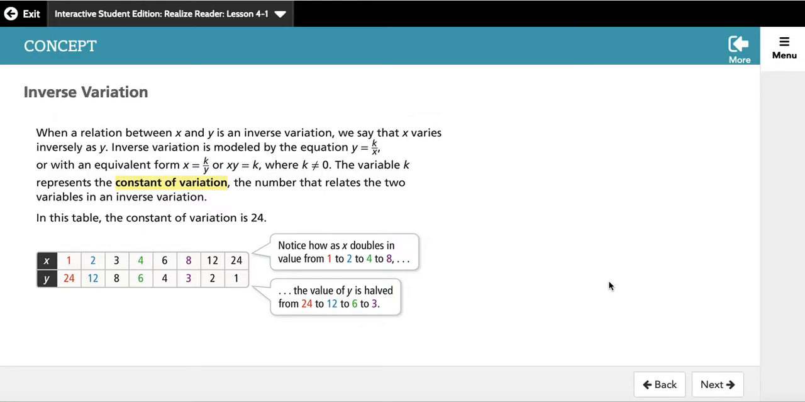Okay, Algebra 2 students, here's the video for example 2 for section 4.1. We're going to review this concept, inverse variation.